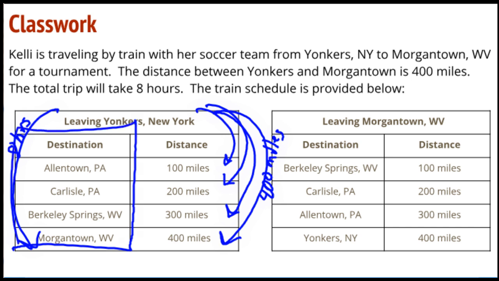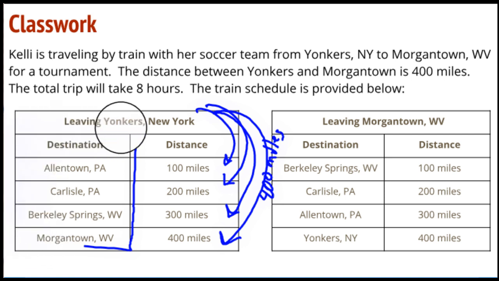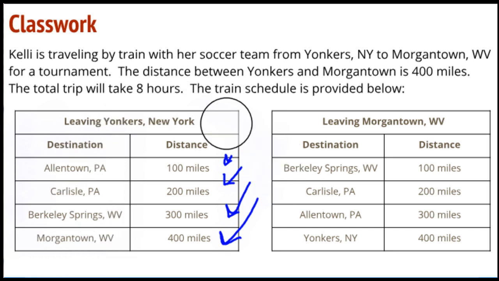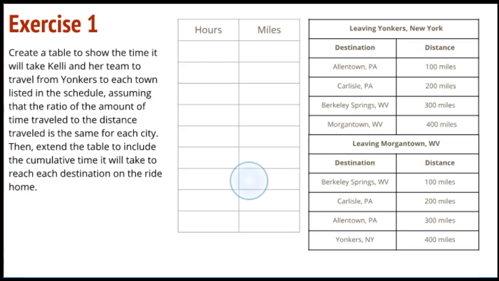If I were to put Yonkers in here, I've got Yonkers to Allentown, Allentown to Carlisle, Carlisle to Berkeley, and Berkeley to Morgantown. And I see that I've got 1, 2, 3, 4 legs of the journey. So I'm noticing that there's separations of 2 hours as we go. And then this other table is just the same trip in reverse.